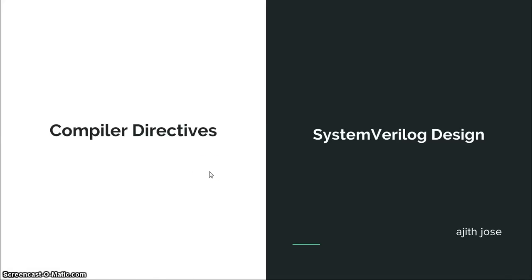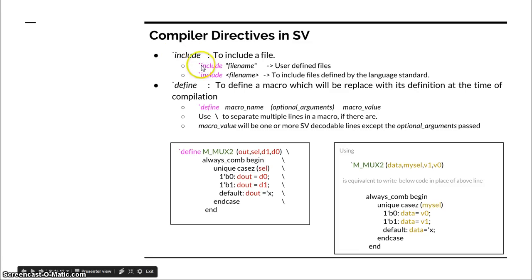Compiler directives in SystemVerilog are the `include and the `define. `include is used to include a file into a design code, and this is the syntax for `include. Within the double quotes, give the file name if it's a user-defined file, and if it is a language-specific file, then use the symbols less than and greater than.